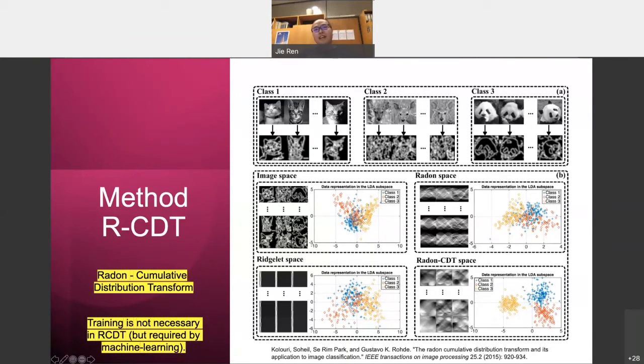And why they proposed this method is to fight with machine learning, because in machine learning you always need to train the data, and you can hardly reduce the data size of your model. But using this RCDT, we have a chance to really reduce the model. And as you can see, in this RCDT space the different classes of the images are well separated from each other compared to the physical space. So that is why this method was proposed in image processing.